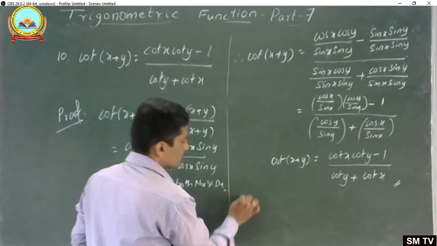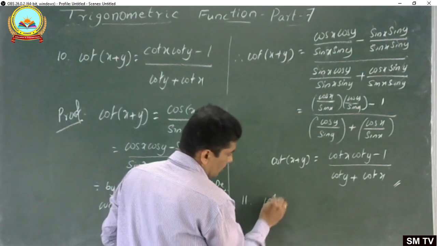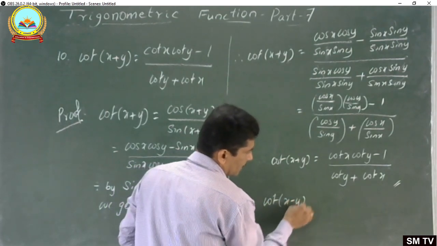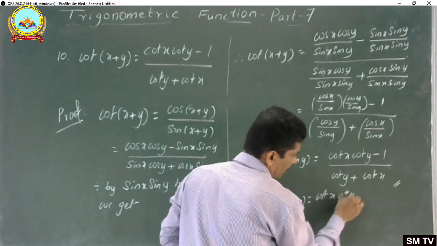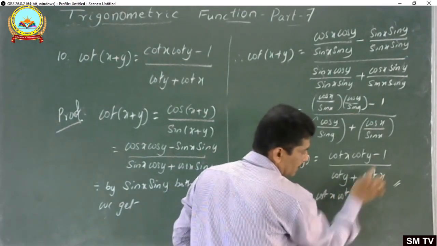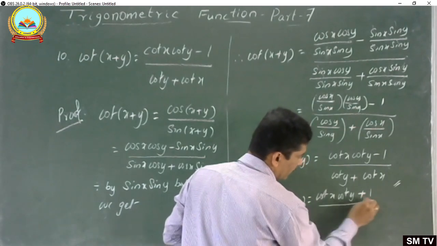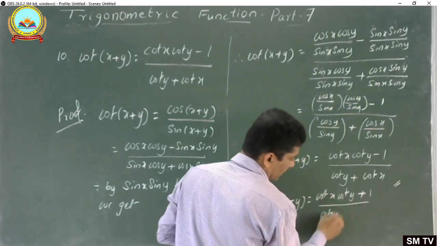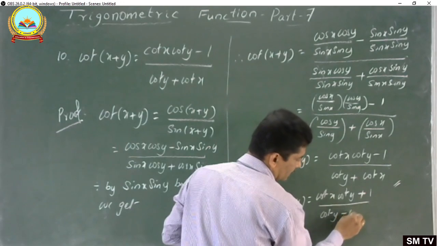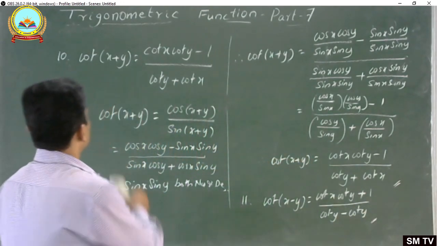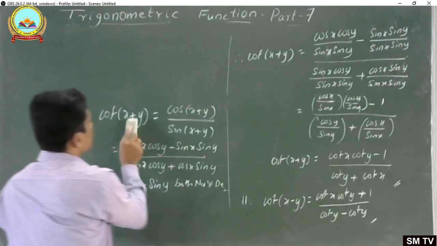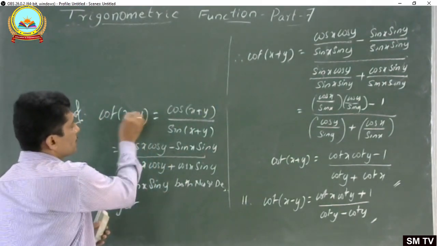Similarly, the 11th result uses the same method. Cot of x minus y is equal to cot of x into cot of y, here minus is replaced by plus, 1 divided by cot of y, plus is replaced by minus cot of y. The proof is the same method, similar to the 10th. Here plus is replaced by minus cot of y.